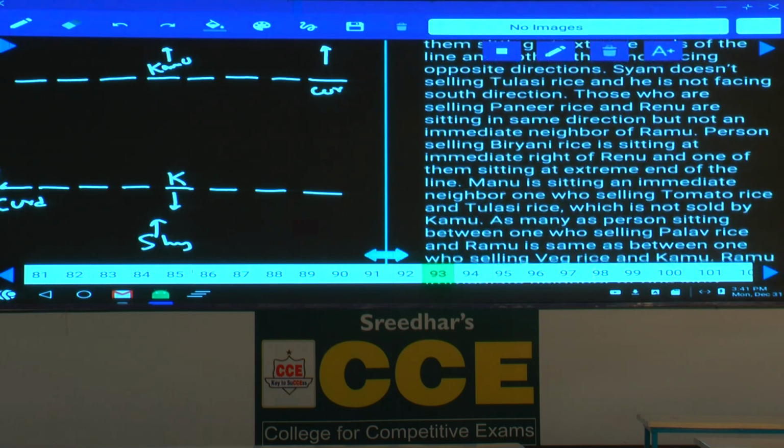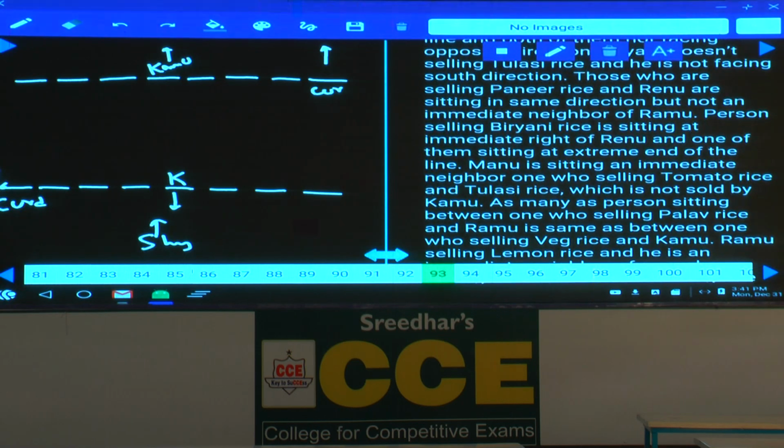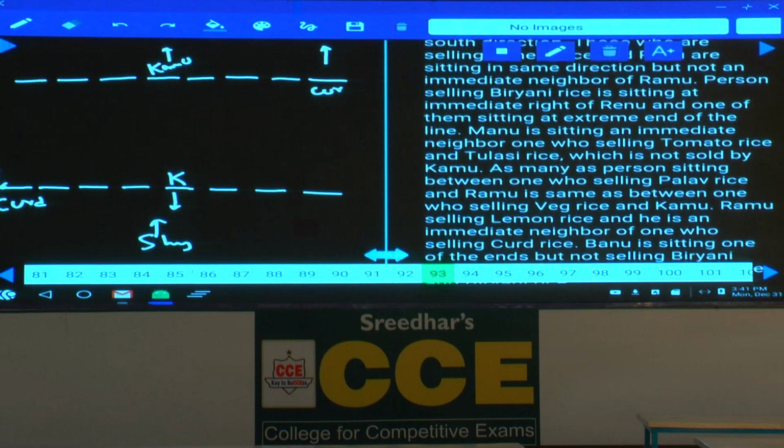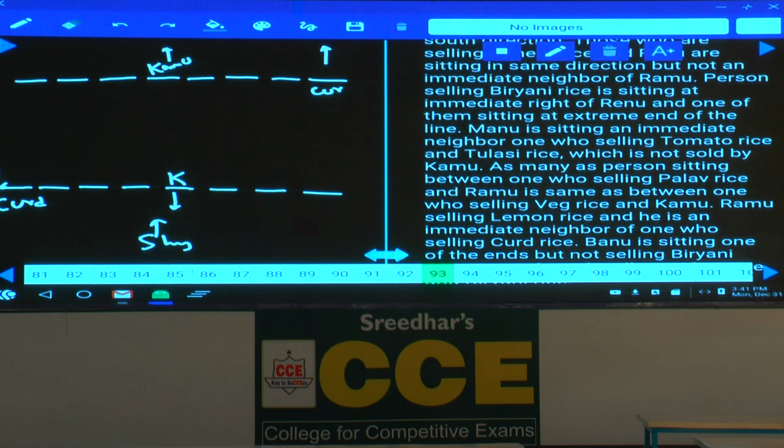Those who are selling paneer and Renu are seated facing the same direction, but not an immediate neighbor of Ramu. And the person who is selling biryani rice is seated at the immediate right of Renu, and one of them is seated at the extreme ends of the line. Now, Renu is the immediate neighbor of the person who is seated at the extreme end of the line, and that person is selling biryani.